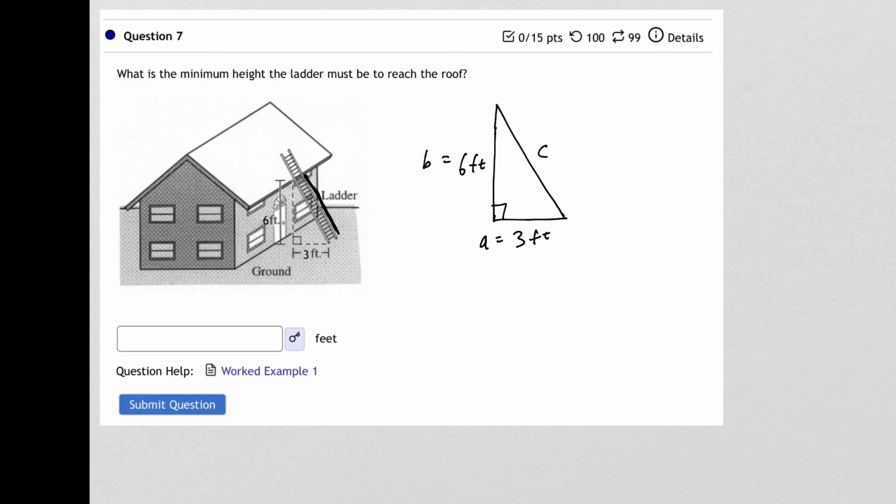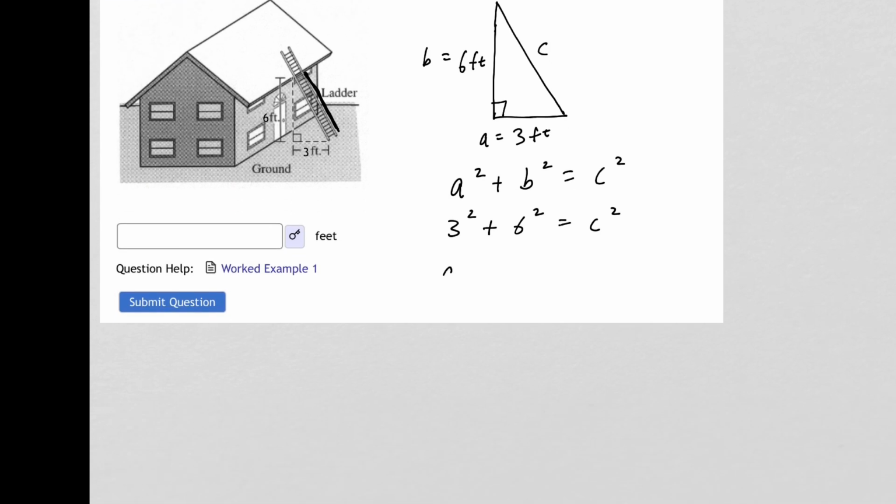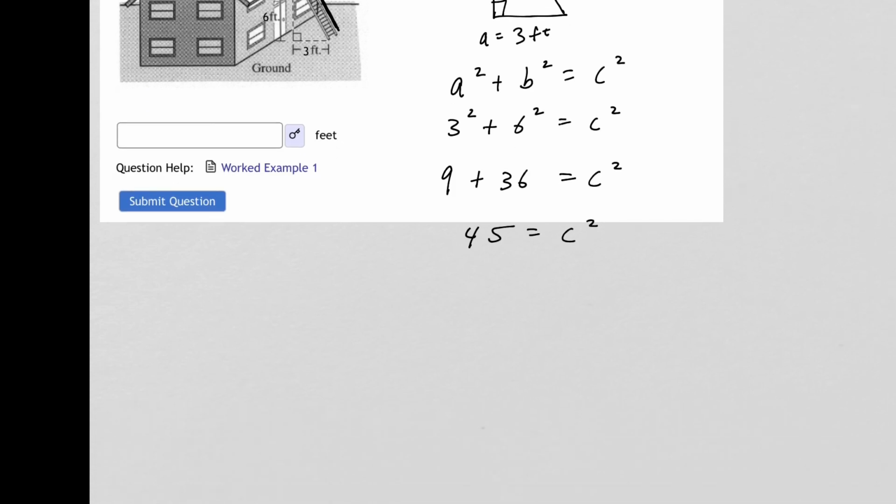So again, since it's a right triangle, we know 2 of the sides, in this case the 2 legs. We can find the third side, which is the hypotenuse. We can use the Pythagorean theorem. So a squared plus b squared must equal c squared. So I have 3 squared plus 6 squared is equal to c squared. So this is 9, right? Plus 36 is equal to c squared. Well, 9 plus 36 is what, 45? So I have c squared is equal to 45.